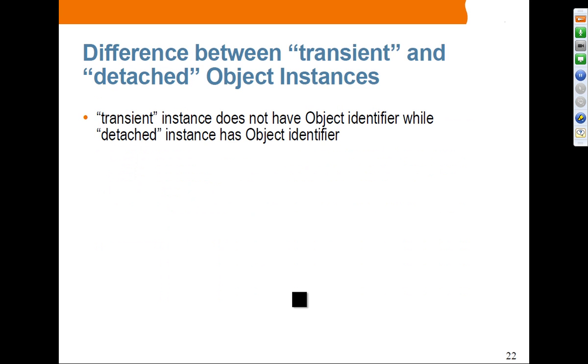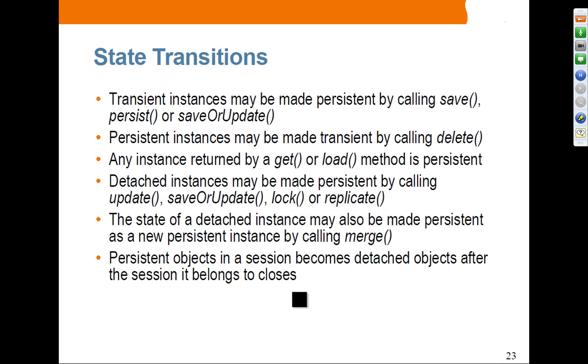So the difference between transient and detached object instances: a transient object does not have an object identifier, while a detached instance has an object identifier. These are the cases where state transition occurs for a domain object. Transient instances will be made persistent state objects by the save method, persist method, or saveOrUpdate method. Persistent instances may be made transient by calling delete. When you call delete on an object, basically it is made transient.